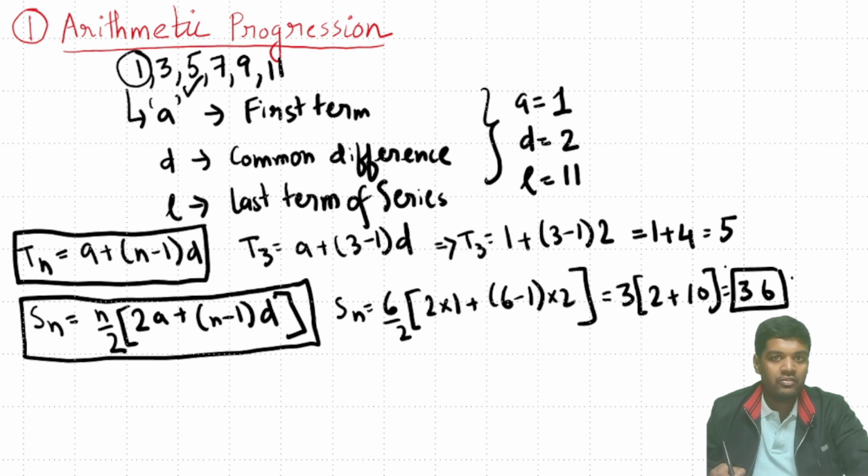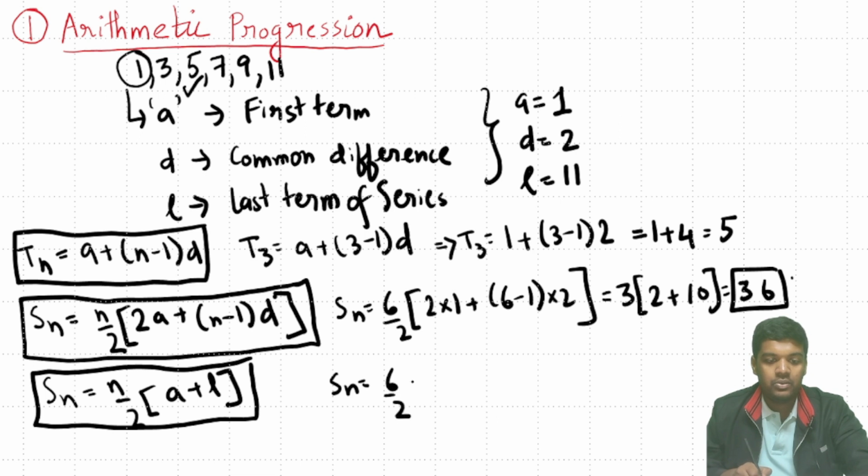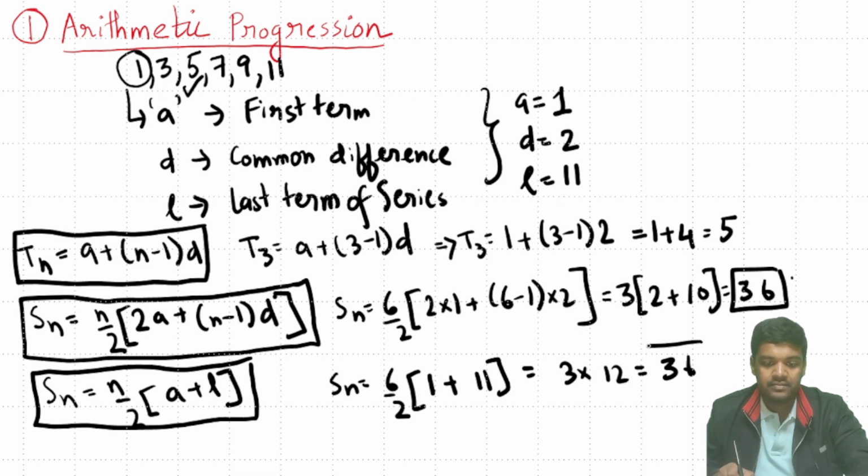There is one more formula for summation. Sn can also be determined as Sn equals n by 2 into a plus l. Let's cross check this. Sn equals 6 by 2, a is 1 and l is 11. This equals 3 into 12, which is again 36.